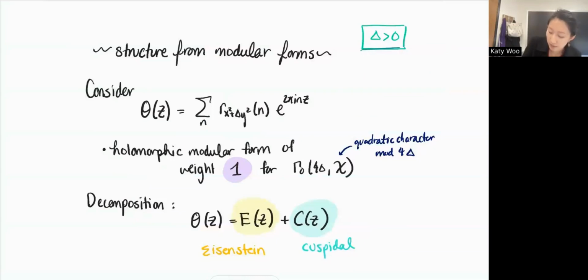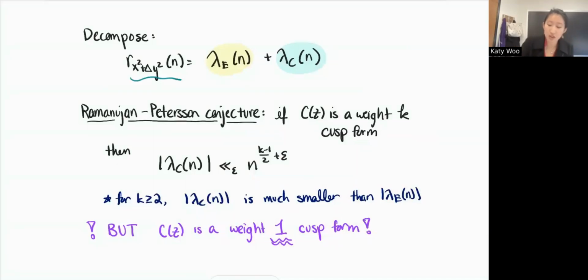So again, just remember that delta is a positive number here. So consider the theta function, which is defined to be the sum over n of r of n e to 2 pi i n z. This will be a holomorphic modular form of weight 1 for gamma naught of 4 delta with character chi, where chi is going to be the quadratic character mod 4 delta. And since it's a modular form, we can decompose it into its Eisenstein and cuspidal parts. And correspondingly, this allows us to decompose our representation number as the Fourier coefficient of the Eisenstein part plus the Fourier coefficient of the cuspidal part.